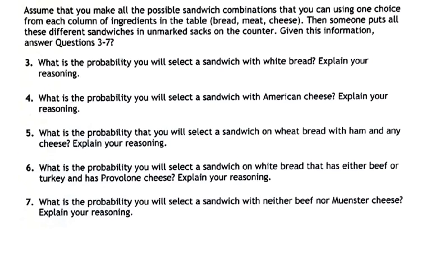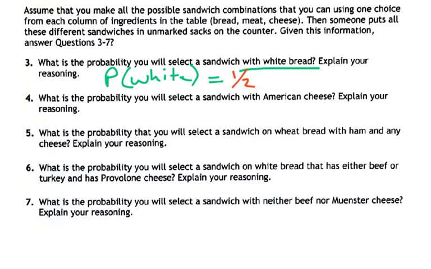So now we want to assume that we can only use one choice from each column of the ingredients in the table. And then someone puts these different sandwiches in unmarked sacks on the counter. They make one of every possible sandwich. So what we want to see is what is the probability that you'll select a white bread sandwich. Well, the only thing we're asking about is the probability of white bread. Well, there are two types of bread, so that is a 1/2 probability.